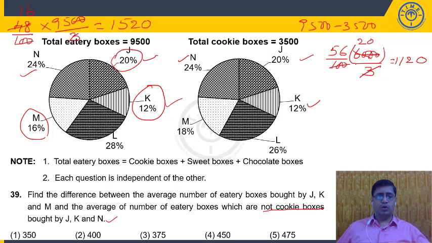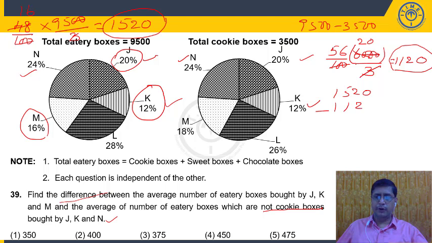So 1120. What we need to find? The difference between the total eatery boxes, 1520, and 1120. 1520 minus 1120, the difference of these two is the answer. So it is 400. So option number 2 is the right choice.